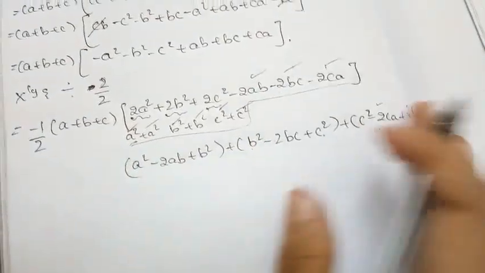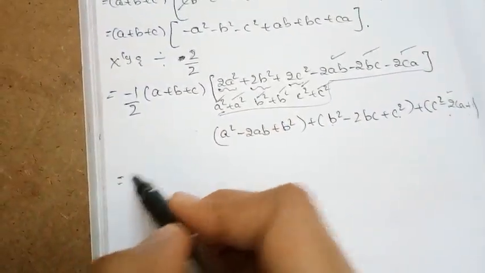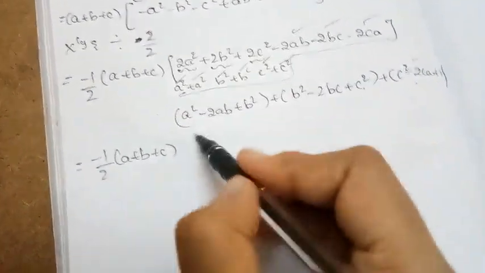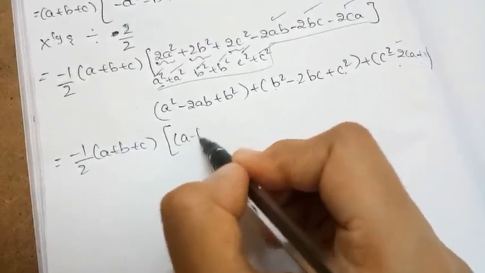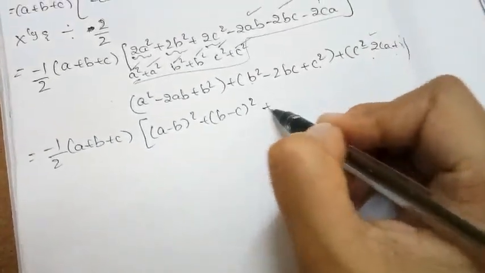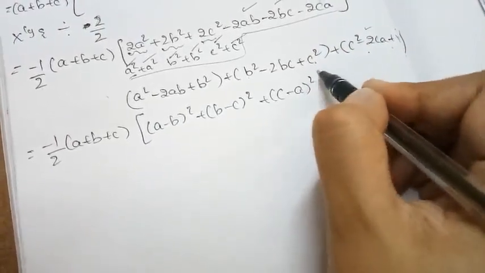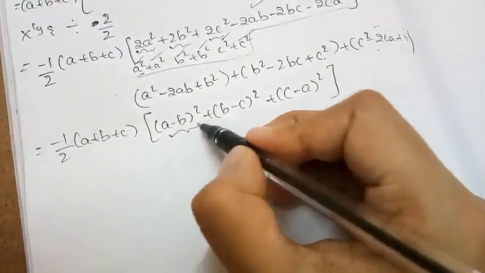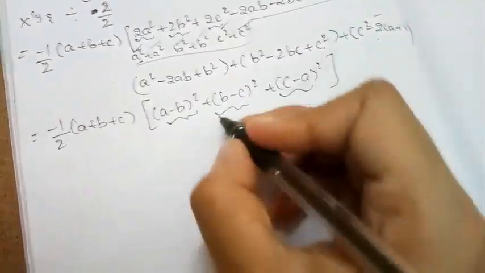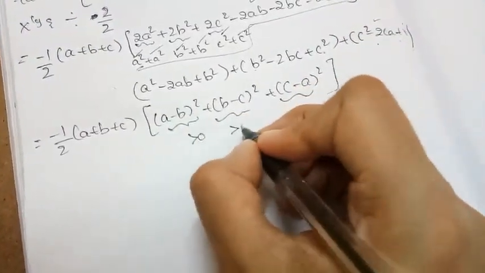So now all the elements are used, and you can see minus 1 by 2 into a plus b plus c. This one is nothing but a minus b whole square plus b minus c whole square plus c minus a whole square. So clearly these things, a minus b whole square, b minus c whole square, c minus a whole square, are all greater than 0, right?